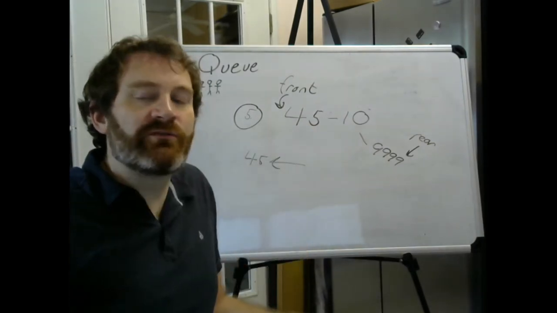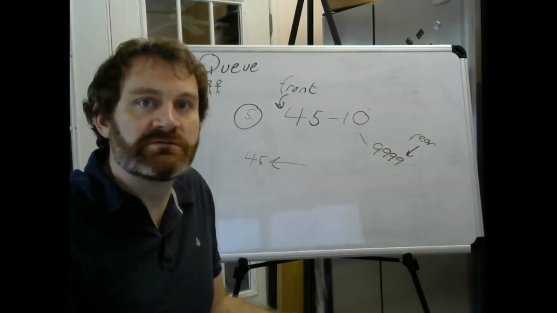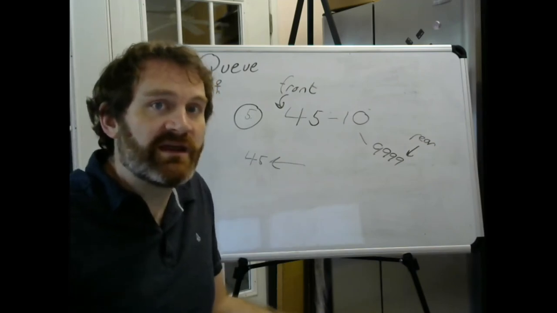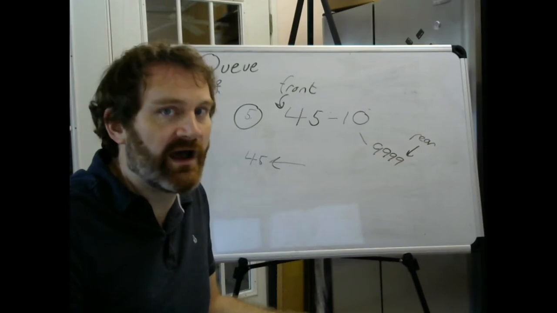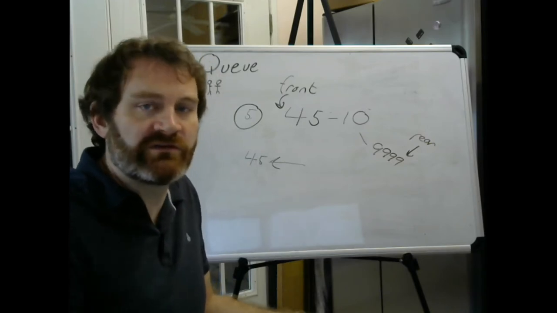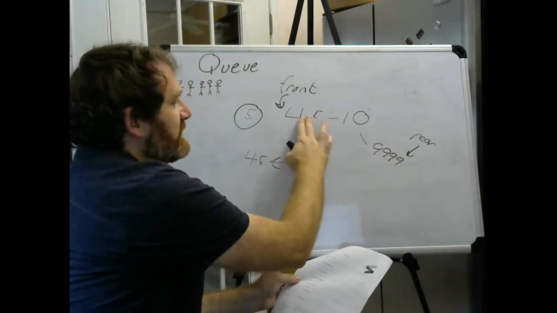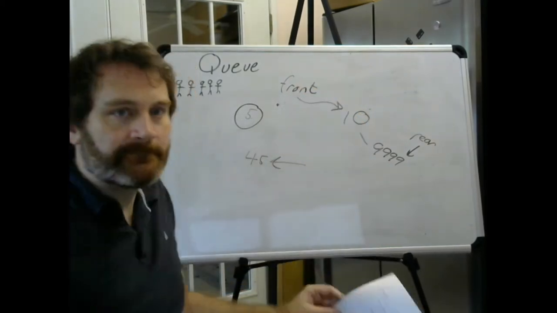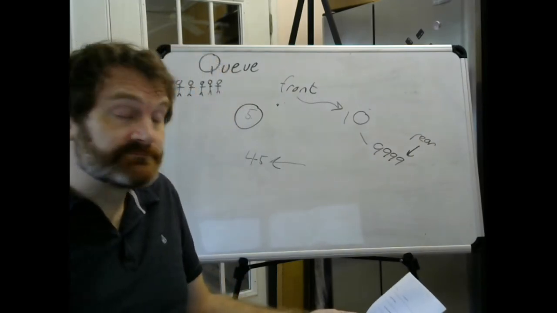When I remove 45, who becomes the front of the queue? That's the question. The queue's behavior says the next one that was added after 45 is going to be processed next. First come, first serve. We process them in the order they were received. So 45 goes away, and the front of the queue is now 10. All right, let's DQ again.